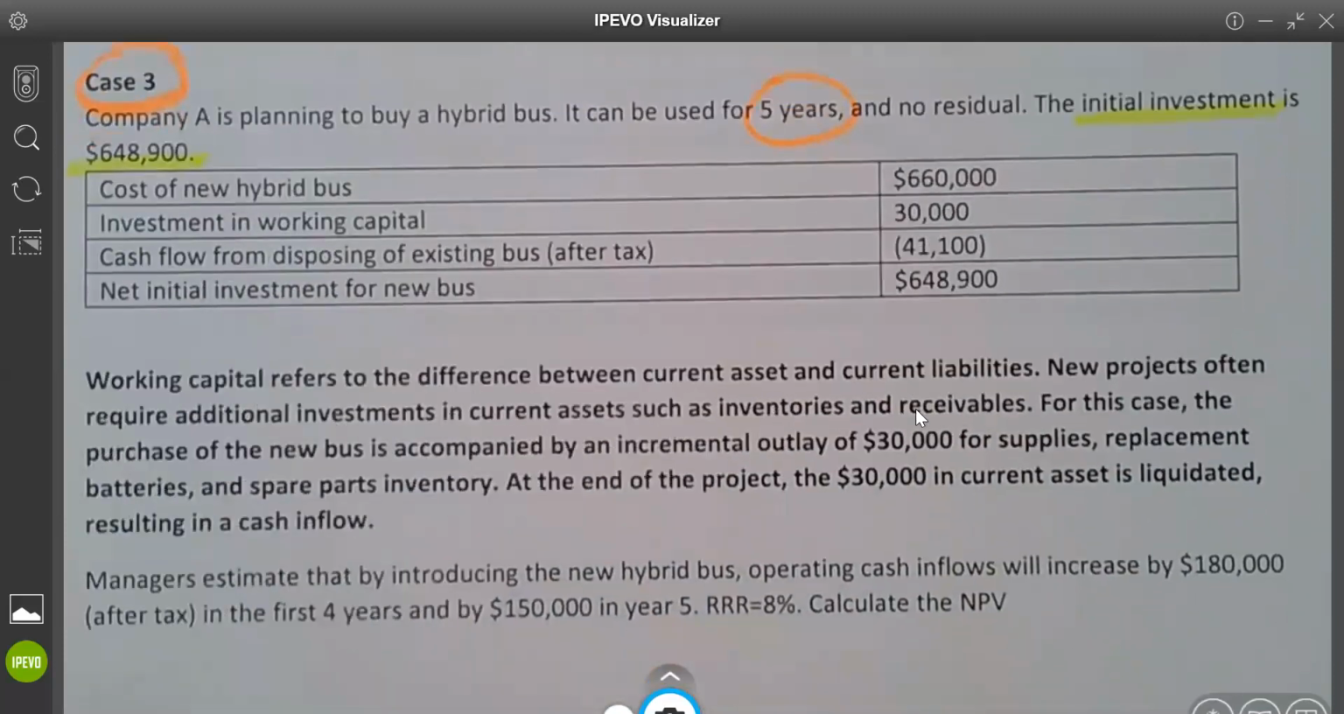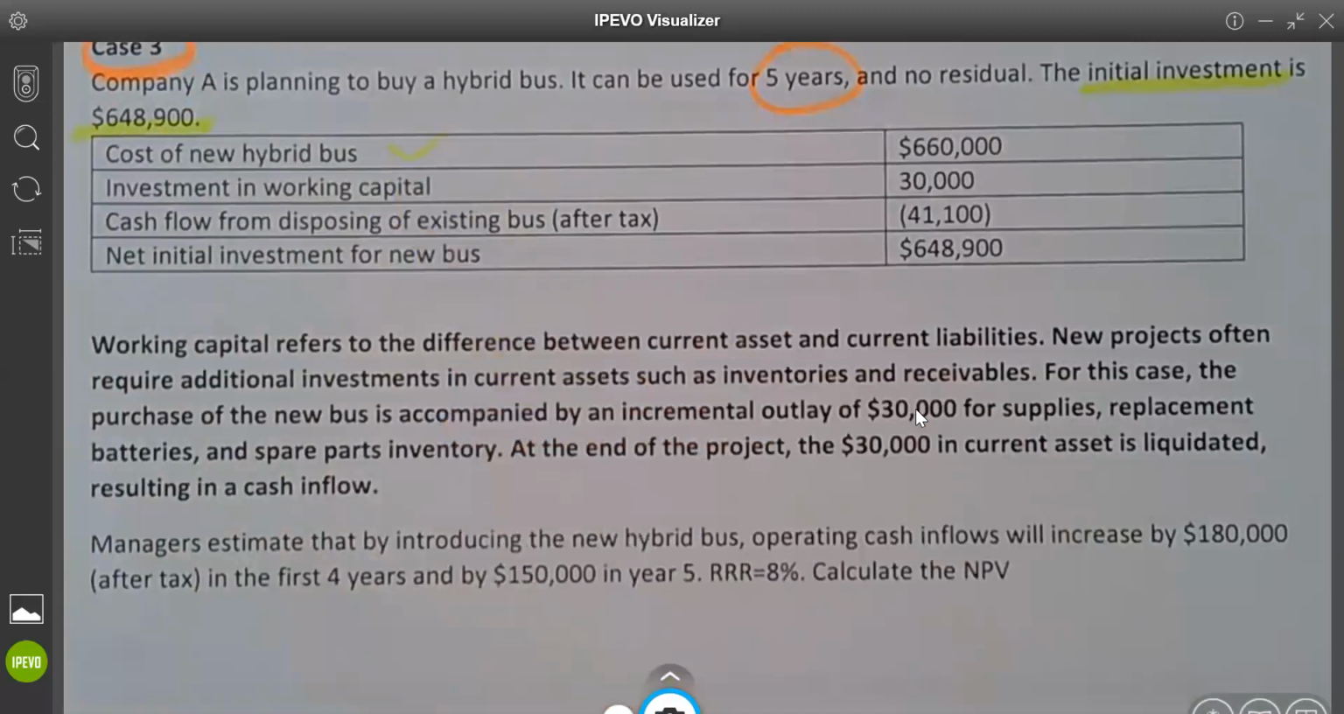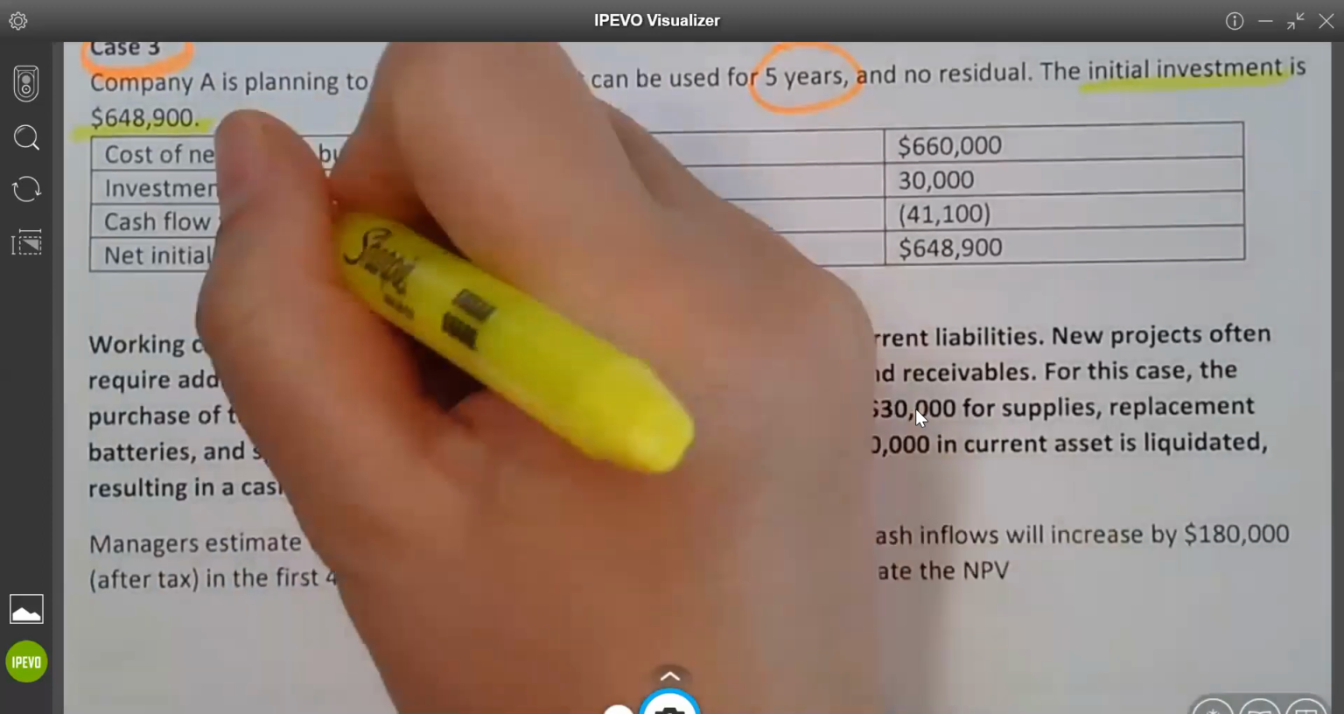648,900. So how did we get this number? There are three factors. The first is the cost of the bus. You have to buy it, right? When I say cost, it's the list price and also transportation. When you learn financial accounting for long-term assets, all the costs you paid before the equipment is ready to be used: installation fee, consulting fee, legal fee, title fee, everything with the hybrid bus. And then the second thing is working capital.